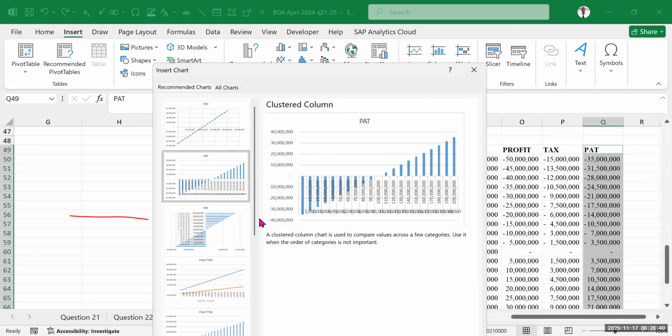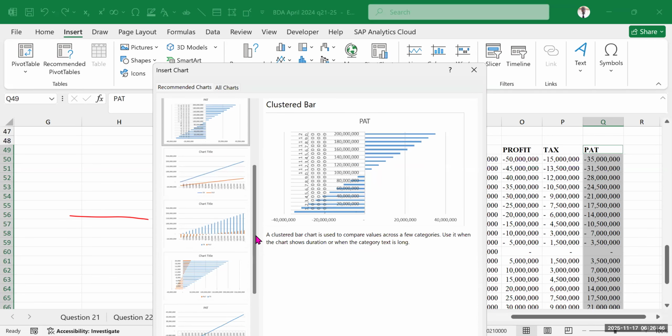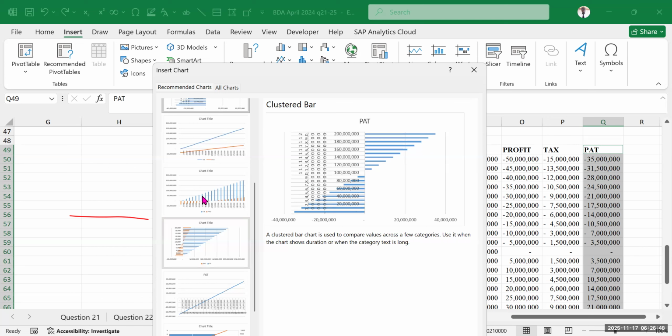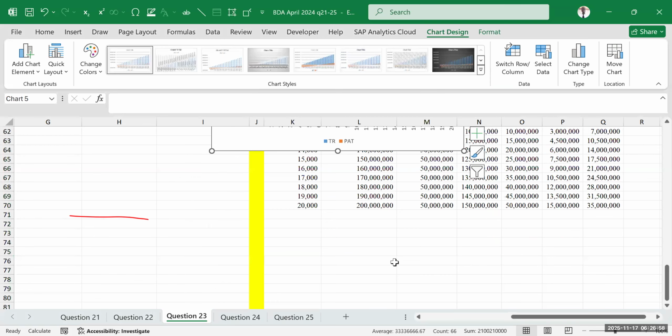Let me look at this. This one, alignment of this clustered bar. This one looks complicated. I want a simple one. I think this one is simple enough. Clustered column used to compare values. Yes, we want to compare values. So I can just choose this clustered column like that.